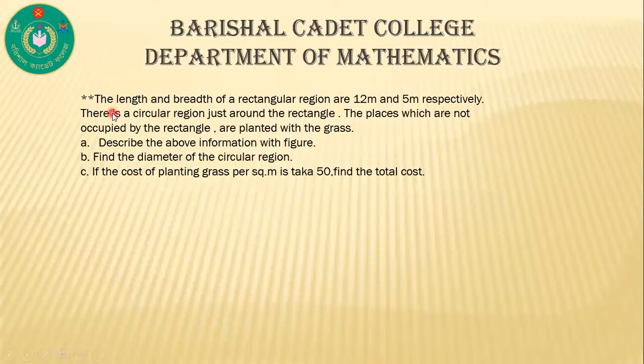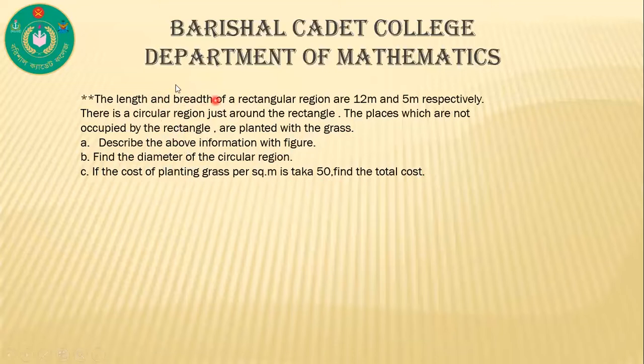Now we solve a creative question. The length and breadth of a rectangular region are 12 meter and 5 meter respectively. There is a circular region just around the rectangle. The places which are not occupied by the rectangle are planted with grass. Question number a, describe the above information with a figure. Question number b, find the diameter of the circular region. If the cost of planting grass per square meter is taka 50, then find the total cost.